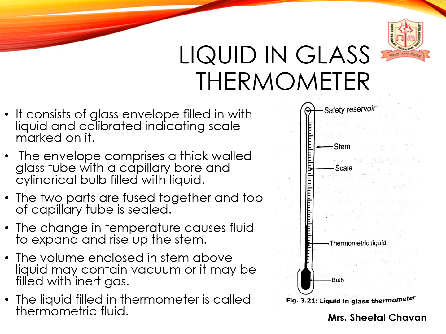So this is the diagram of the liquid in glass thermometer. So you can see the figure number 3.21. It consists of the bulb at the bottom. The thermometric fluid is there. We are using mostly mercury and the scale is provided on it. And the safety receiver is provided at the top side.